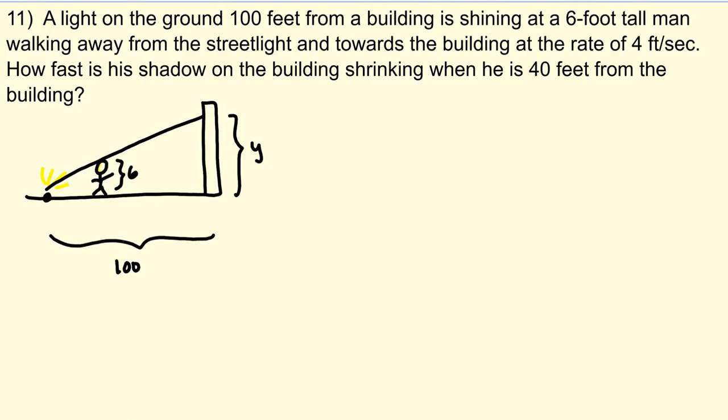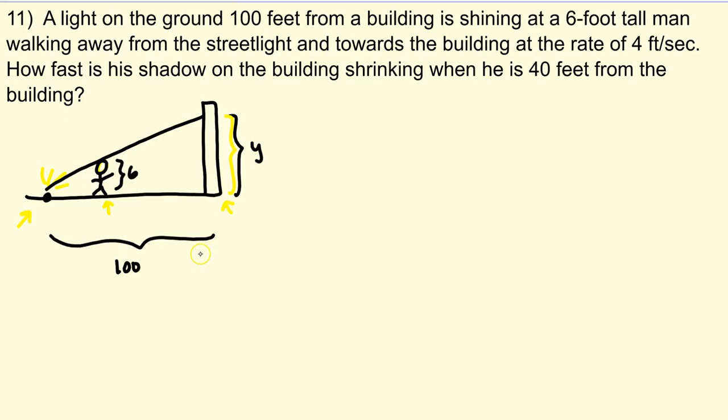We have the light shining, this right over here. We have the man, he's 6 feet tall. We have the building. And then because of the way the light is shining, it creates the shadow. So this is the height of the shadow. I've labeled it Y. We know the distance from the light to the building is 100 feet.